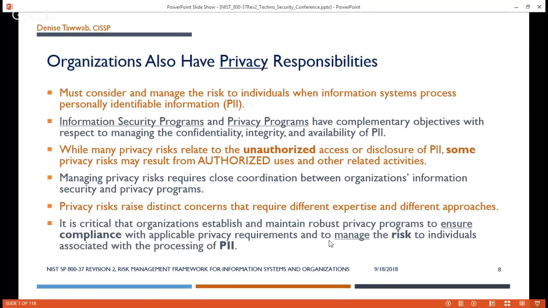So managing privacy risk requires close coordination between the organization's information security and privacy programs. Privacy risks raise distinct concerns that actually require a different set of expertise and different approaches to management. It is critical that your organization establishes and maintains a robust privacy program to ensure compliance with applicable privacy requirements and to manage the risk to individuals associated with the processing of PII.